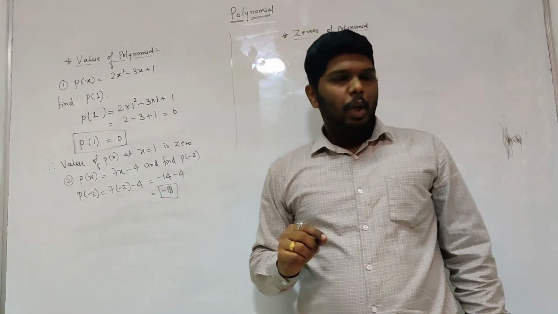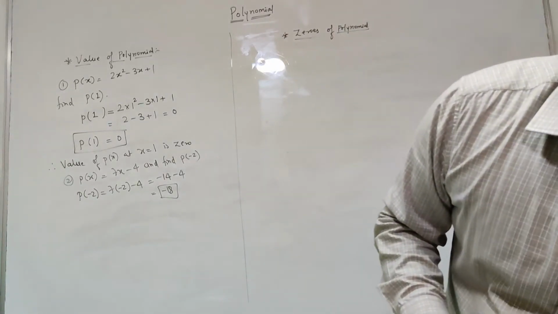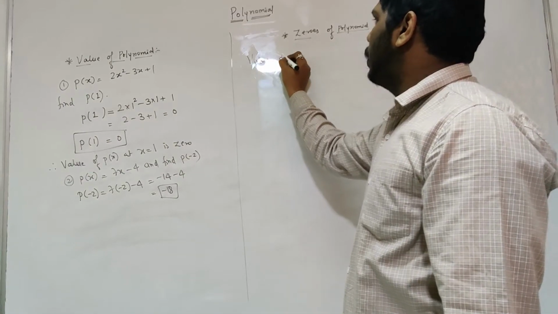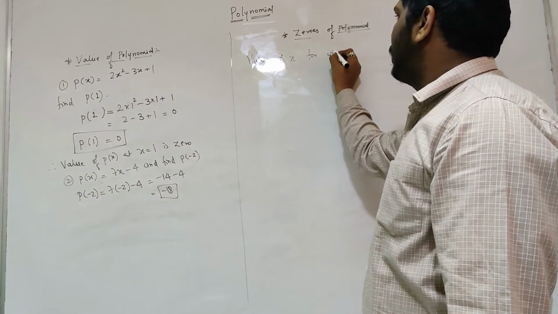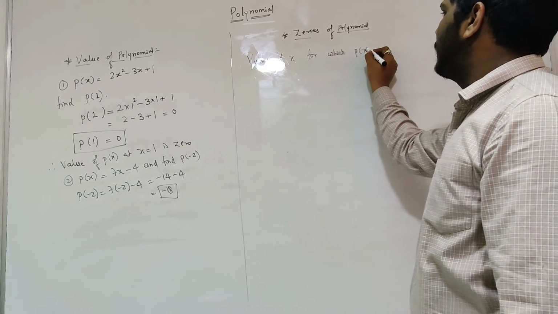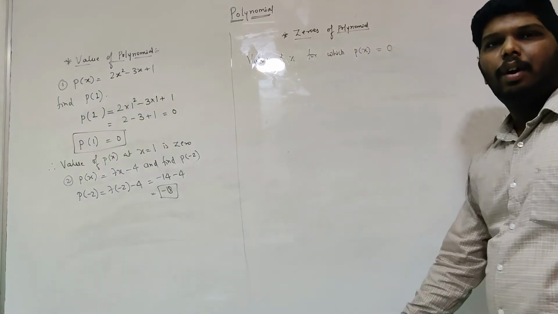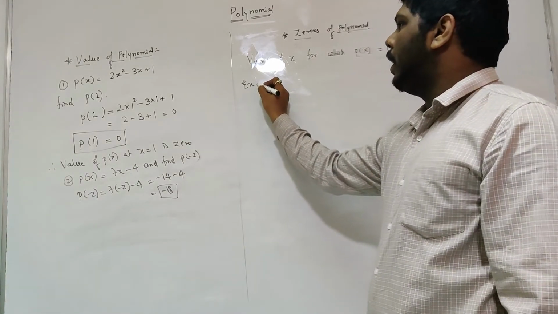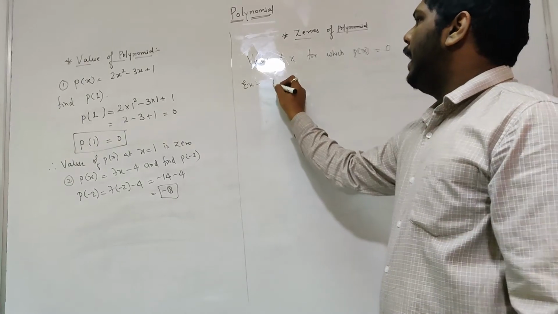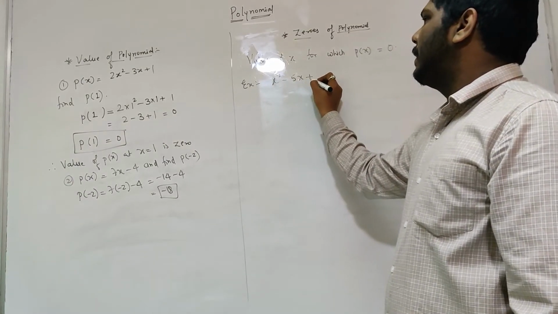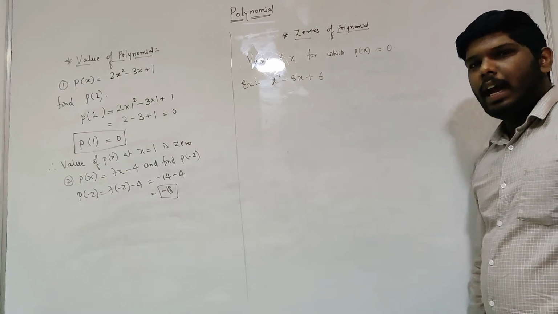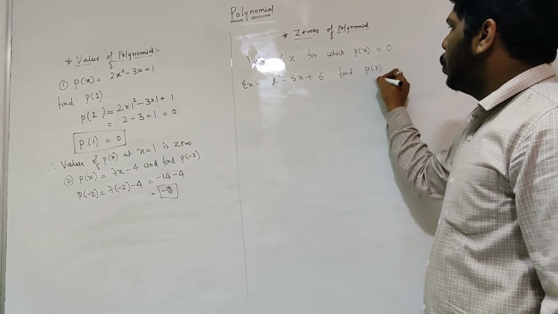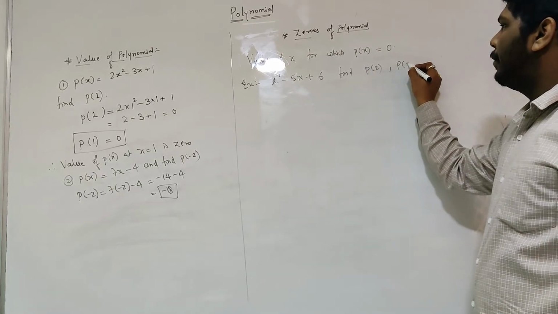These are those values of x for which p of x becomes 0. Example. If I give you an example, say x square minus 5x plus 6, and I say find p of 2, p of 3.